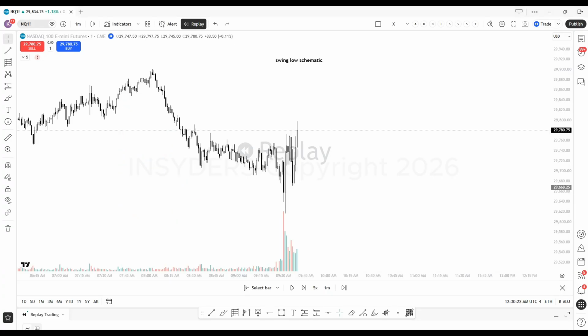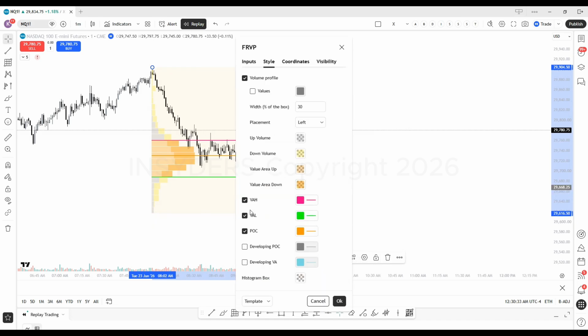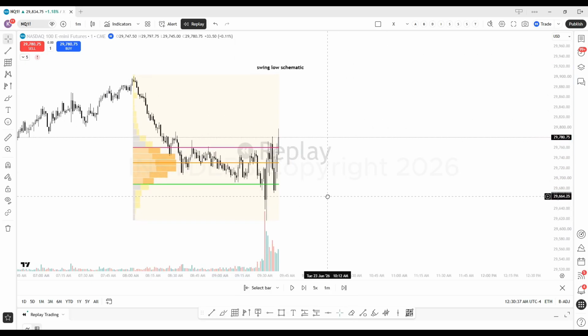Okay, this is the first example. We got a swing low schematic here. But first I want to show y'all my anchor profile. Y'all could take a screenshot of the settings if you want it to look like mine. But I like it because I have the colors set up in a way where I can see the value area pretty clearly, and the value area high and the value area low.